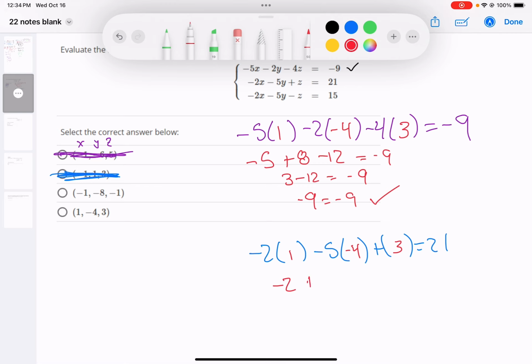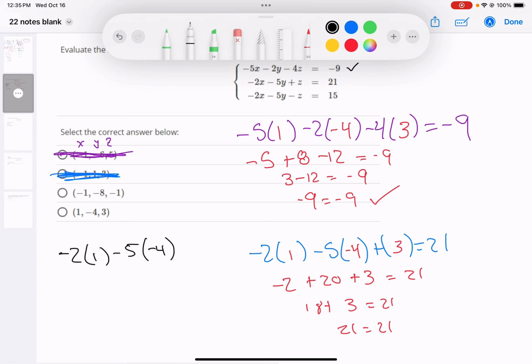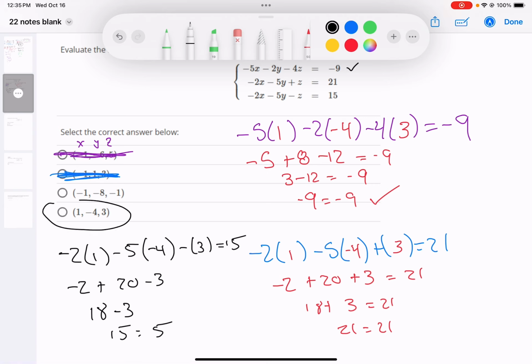I got -2 plus 20 plus 3 equals 21. 18 plus 3 equals 21. 21 equals 21. And lastly, got -2, and then I'm plugging in 1, minus 5, and I'm plugging in a -4, and then minus z, which is 3, equals 15. -2 plus 20 minus 3. That's going to give me 18 minus 3, so 15 equals 15. So when I plugged these ones in, it was true in all of them.